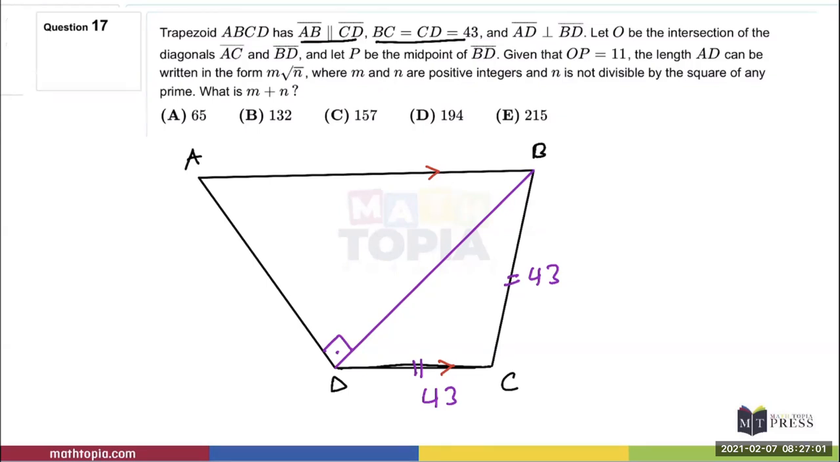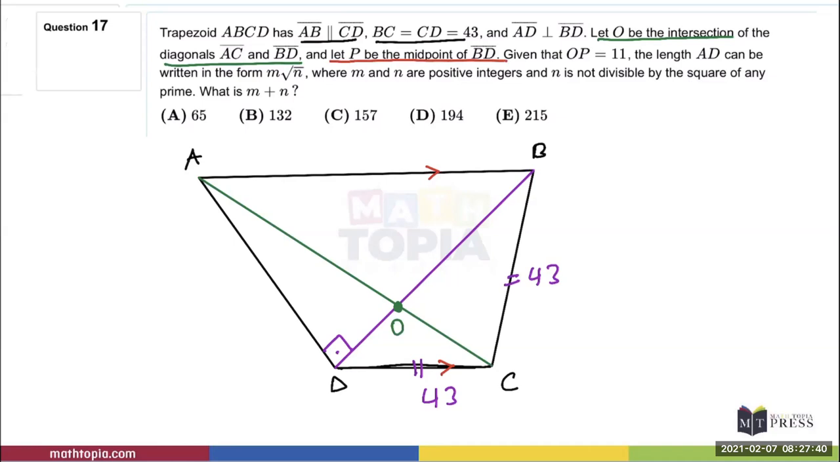Intersection of diagonals, so let's make the diagonals. The diagonals AC and BD intersect at point O. Okay, that's good. So let O be the intersection, and then let's put P, the midpoint of BD.